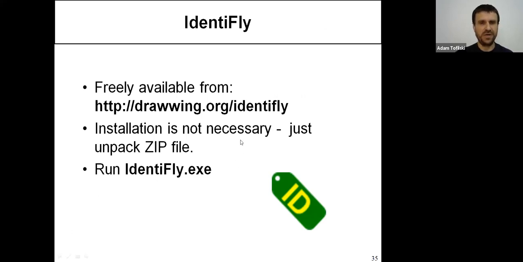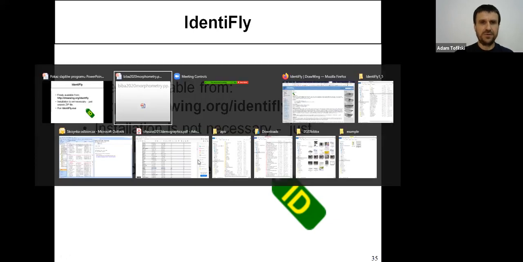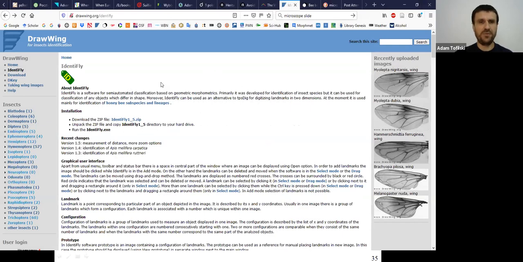in my software. So to download the software, you can use this internet address, and then there is just a zip file. I will try to show you this. So I hope you see my website. And this is the Identify webpage. You should click on this.